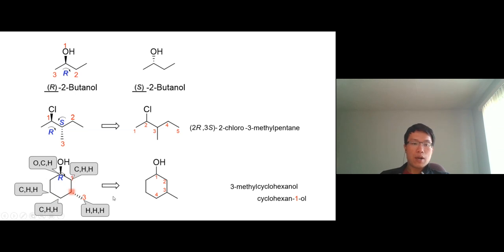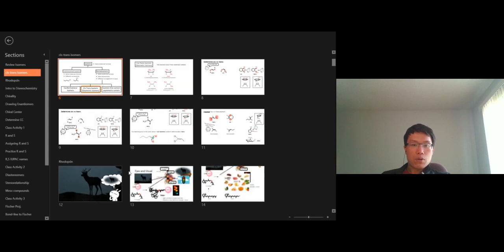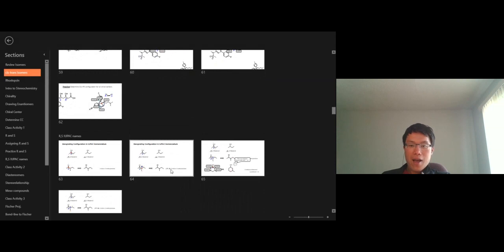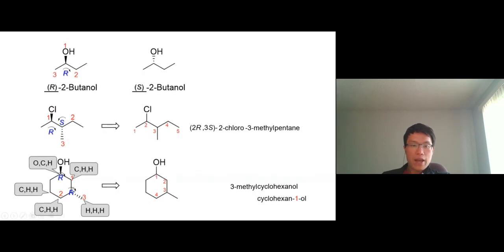So we got number 1, number 2, and number 3. Watch out: the hydrogen is right now pointing in front of you, so you have to flip it or look from the back. Either way works. I'm going to flip it. 1, 2, and 3. Does it look like S? Flip it to R. So we got R at position 1 and R at position 3. So we're going to go 1R, 3R, 3-methyl cyclohexanol.